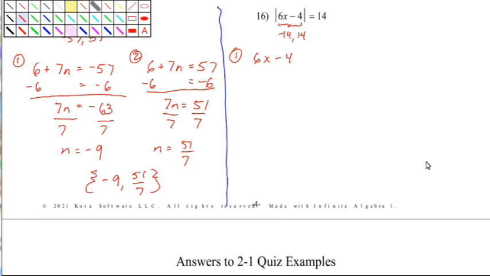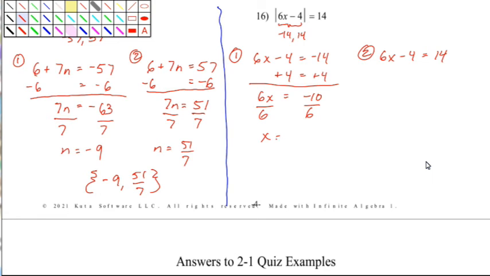6x minus 4 is equal to minus 14. And before I actually solve anything, I'm going to write the other side, which is going to be 6x minus 4 is equal to plus 14. I'm going to solve the left side, equation number 1, by using my standard equation solving techniques. I'm going to add 4 to both sides, and I get 6x is equal to minus 10. I still have to get x by itself, so I divide both sides by 6, and I get x is equal to minus 10 over 6, but I can reduce that by dividing top and bottom by 2, and this gives me minus 5 over 2.